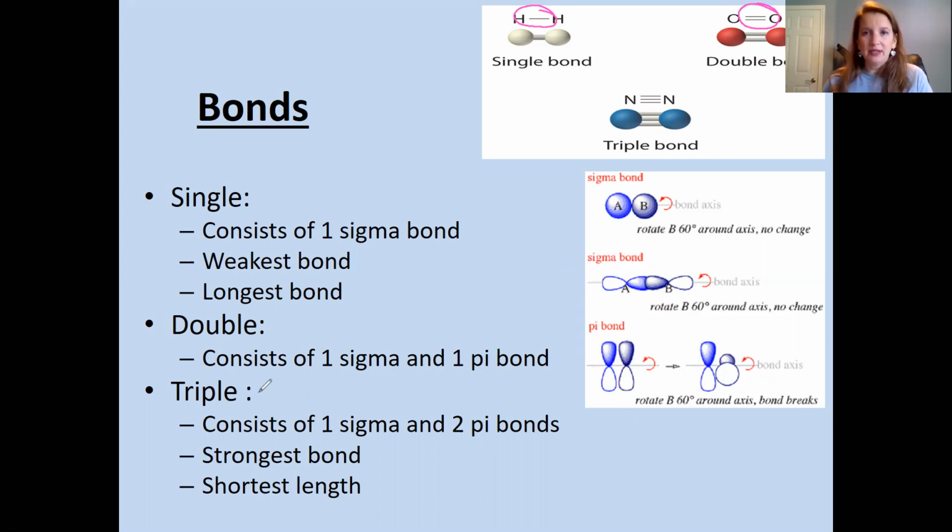The triple bond, like an N2 here, has three bonds or three lines between those atoms. The first one is the sigma bond. So it has one sigma bond, it has two pi bonds. This is the strongest of the three because there are three pairs of electrons being shared between those two atoms. And it's the shortest bond because those three pairs pull those atoms closer to each other.